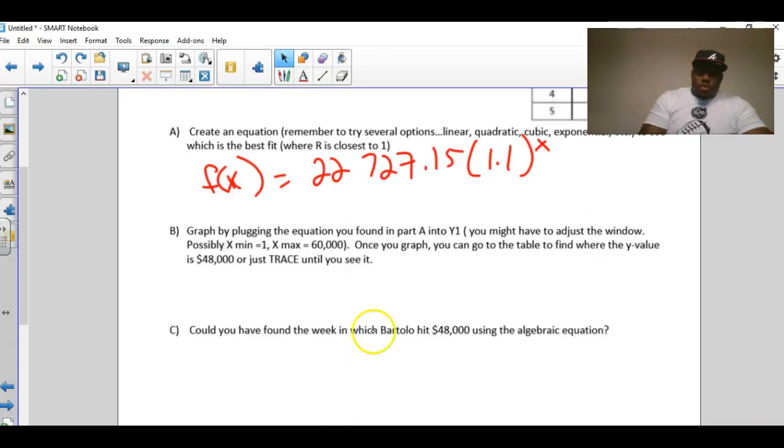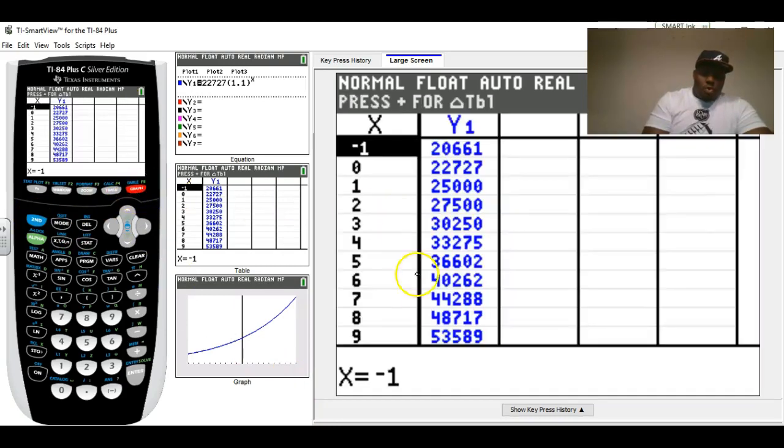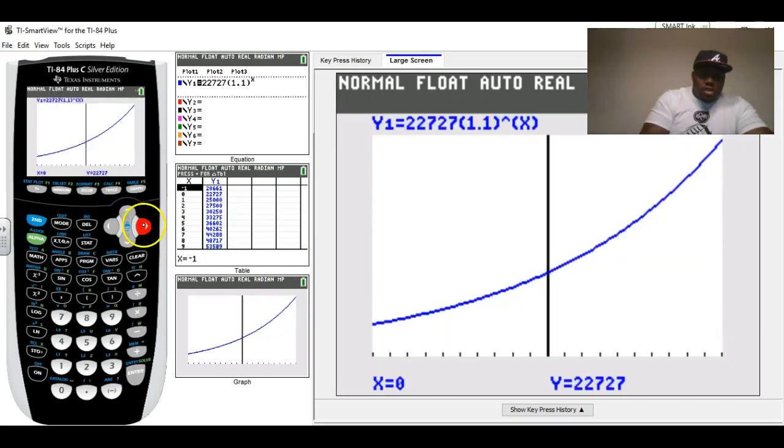Now the next thing we're going to do is use the trace, guys. It says once you graph, you can go to the table and find where the Y value is 48,000, or just trace until you see it. The first way you can do it is go to the table and scroll to where it says 48,000. This is close but not quite 48,000. So we're going to use trace, and we're going to trace this thing until we get to 48,000, like so.